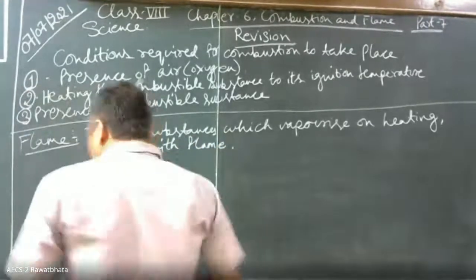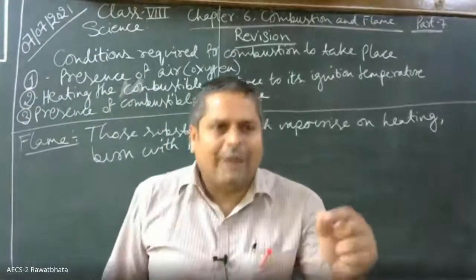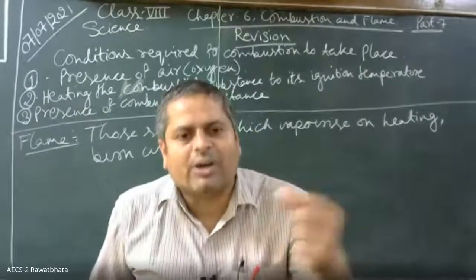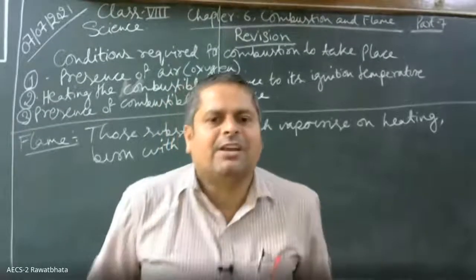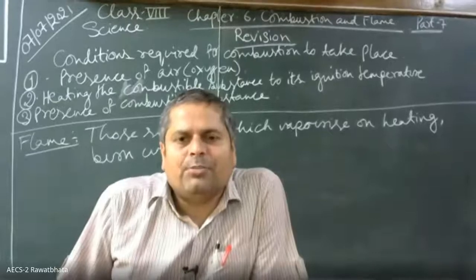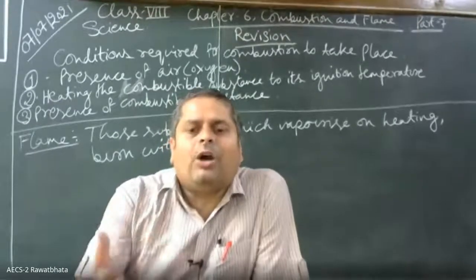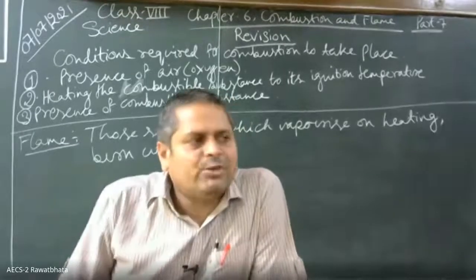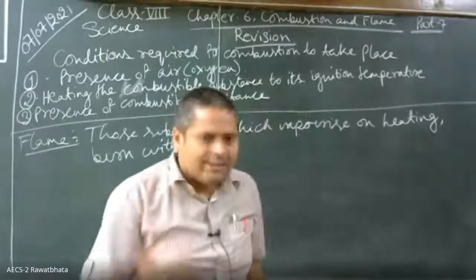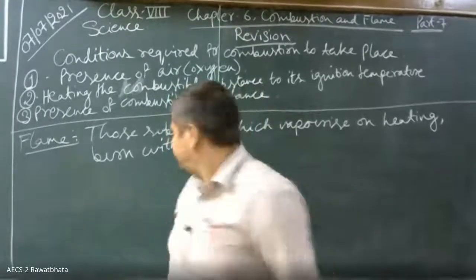You might have seen the goldsmith blowing air to melt the ornaments or to give them desired shapes. Have you seen the goldsmith blowing air to melt the gold or the silver? Yes, sir. Okay. So the flame is used to melt the metal in order to give it the desired shape.